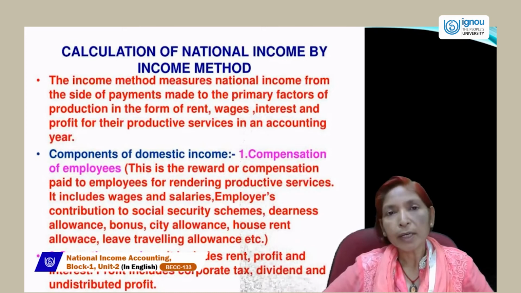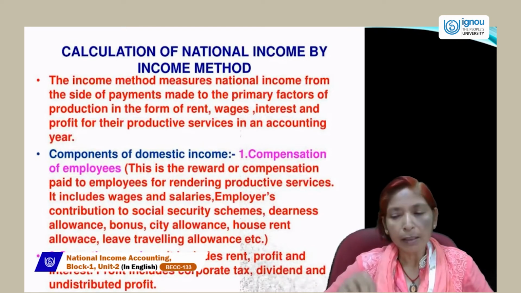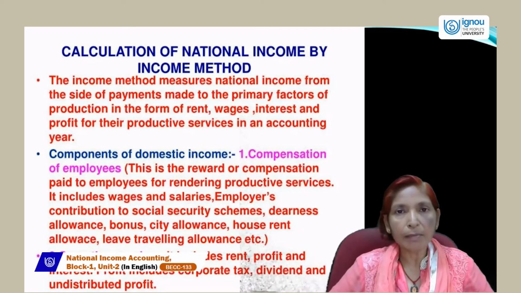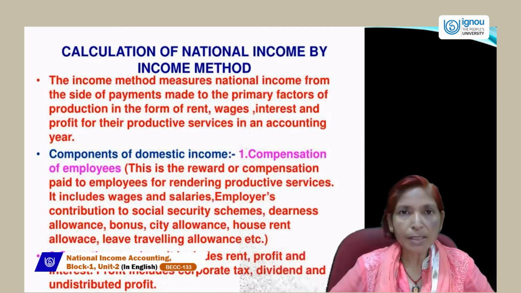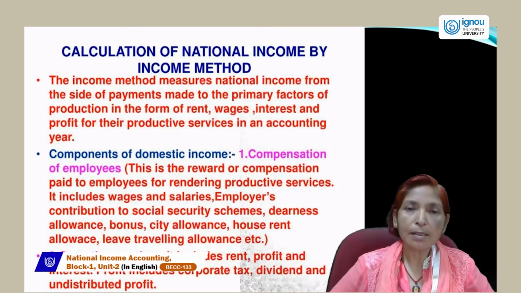So there are three components of NDP at FC or domestic income. One is compensation of employees, second is operating surplus, and third is mixed income. If we add these three components, then we can estimate NDP at FC, net domestic product at factor cost, which is known as domestic income.